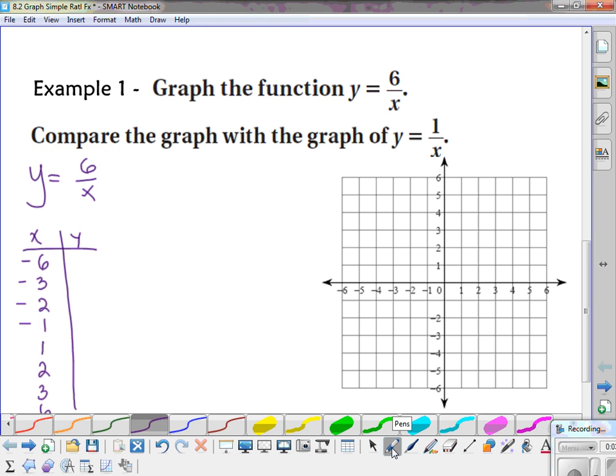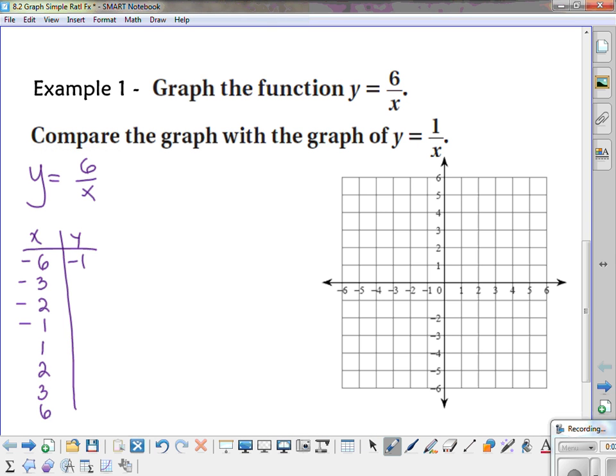So if I plug in -6, what am I going to get? -6 divided by -6 is -1. 6 divided by -3 is -2. 6 divided by -2 is -3. 6 divided by -1, -6. And then when we divide by the positives, we get positive numbers. Okay, so I have those points, and then I just plot them. So -6, -1, -3, -2, -2, -3, and -1, -6.